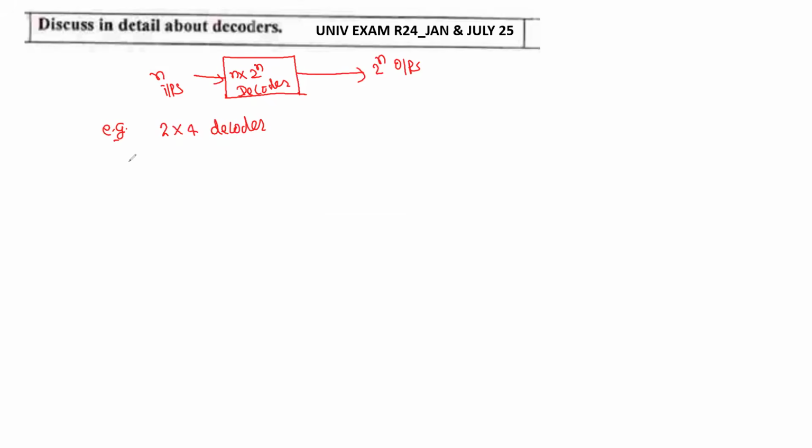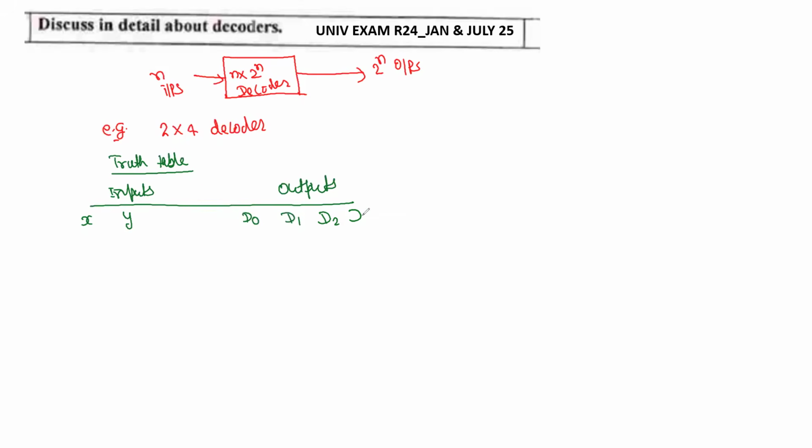So for that, a truth table is required. In the truth table, first we have inputs, and this side, again, outputs. So this tabulation should be done properly. So for inputs, suppose we are taking X, Y, or you can take A and B, and outputs, how many will we get? 4. Okay, so for the decoder, D0, D1, D2, D3. So these 4 outputs we will get here.